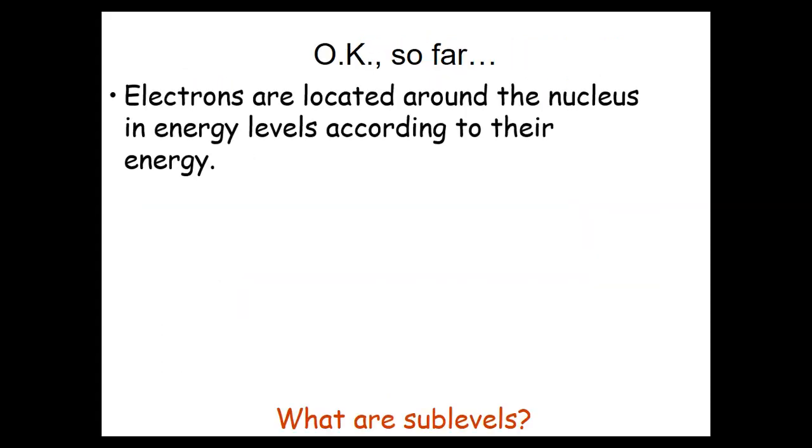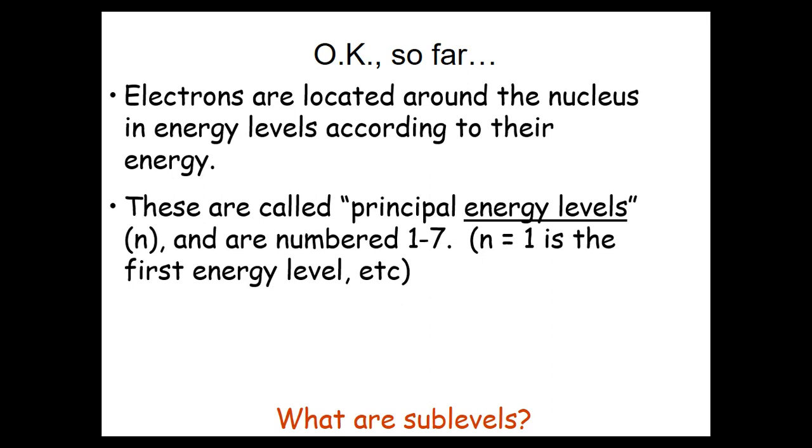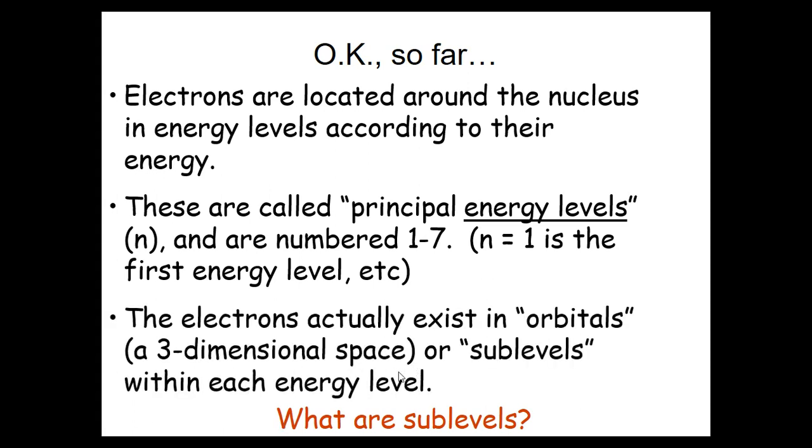Okay, so electrons exist in energy levels according to their energy. So we have 7 principal energy levels, and these correspond to the rows on a periodic table. But we also have sublevels. So these actually describe the shape of our orbitals. So we're going to go over what sublevels are.